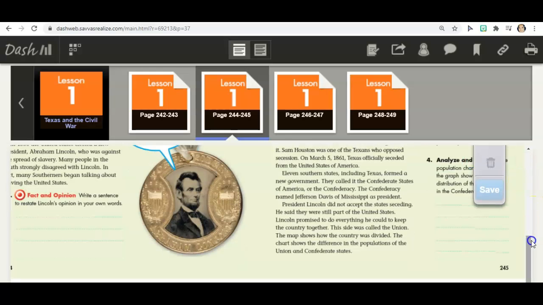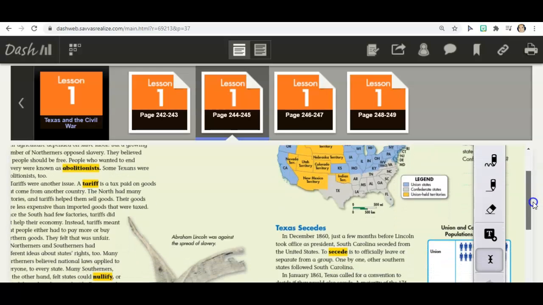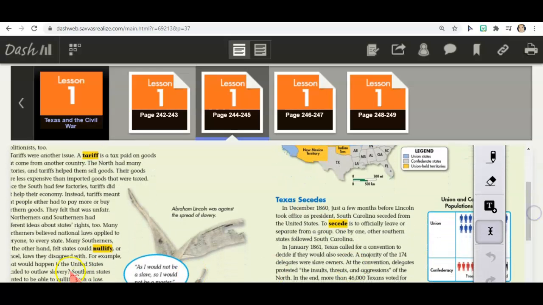Tariffs were another issue. A tariff is a tax paid on goods that come from another country. The North had many factories, and tariffs helped them sell goods. Their goods were less expensive than imported goods that were taxed. Since the South had few factories, tariffs did not help their economy. Instead, tariffs meant that people either had to pay more or buy Northern goods. They felt that was unfair.